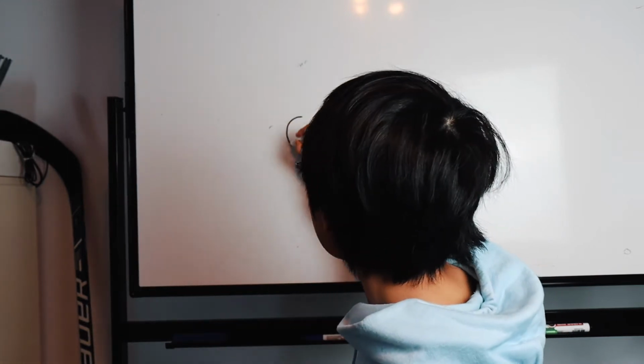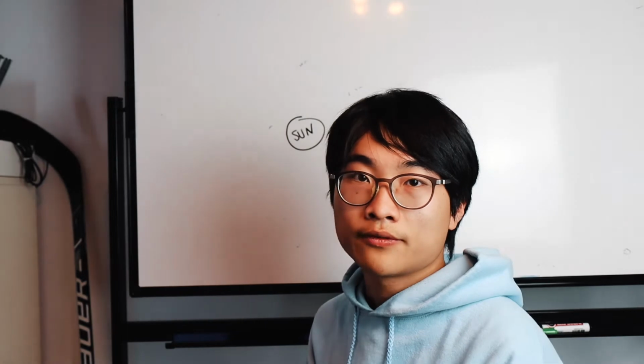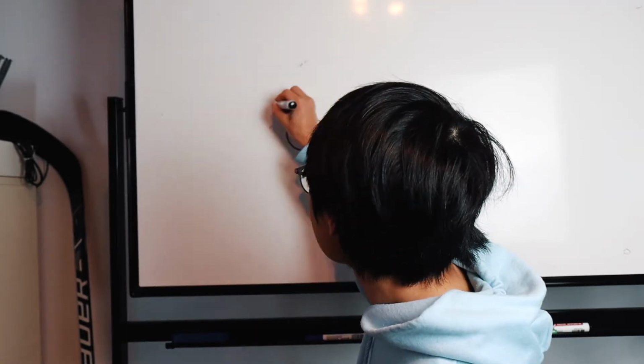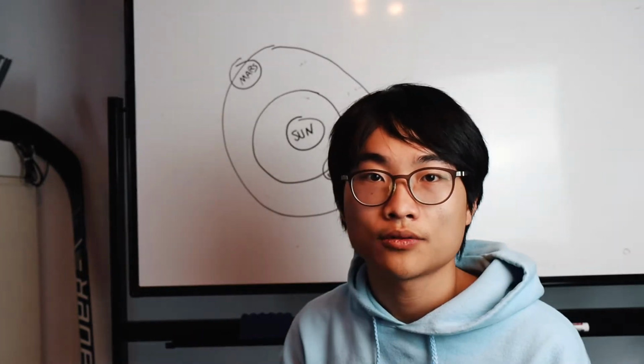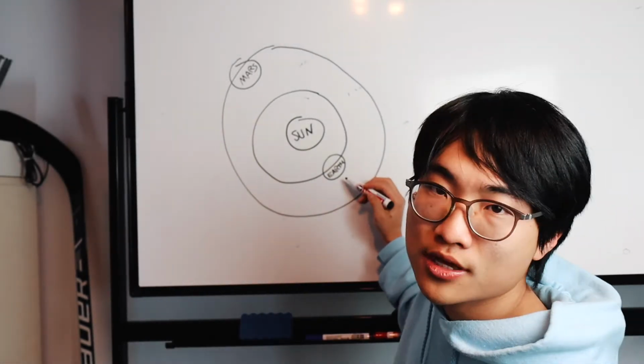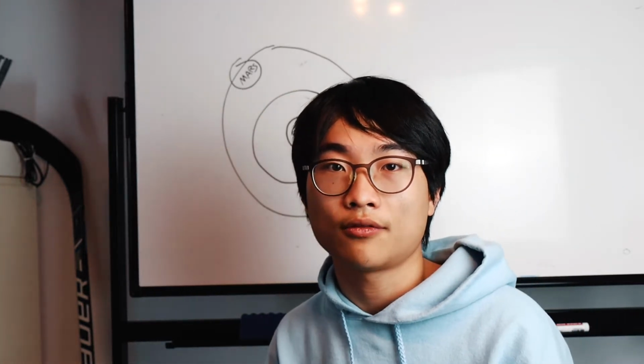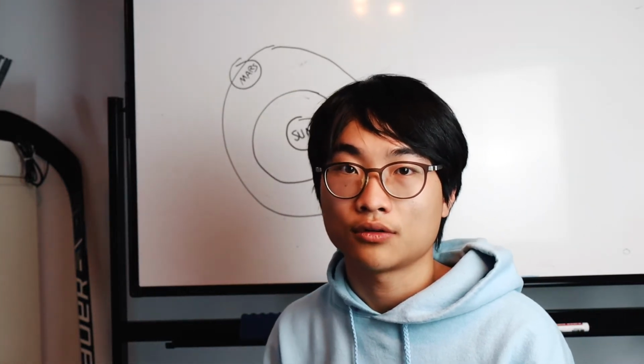Let's say there's the Sun in the middle. We're going from Earth to Mars. And now the question here is how to get from point A to point B. Meaning, how do we get from the Earth to Mars? How did scientists figure that out? We're going to explore what Hohmann Transfer is from now on.